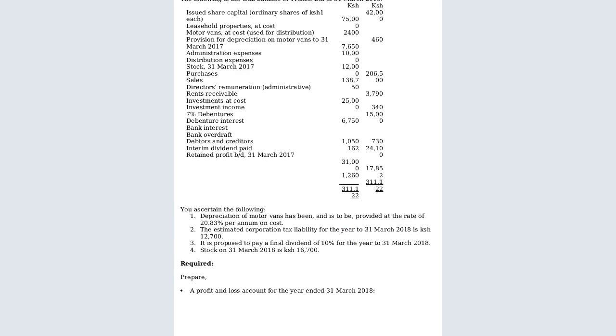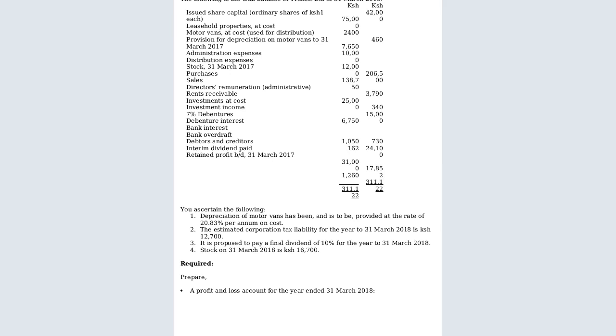We have seen in our discussion that we can have dividend paid after 6 months, the interim dividend, and the interim dividend paid is given there. Then the retained profit brought forward. In your balance, you always begin with the retained profit of last year. That's why it is retained profit brought forward at 1st March 2017.